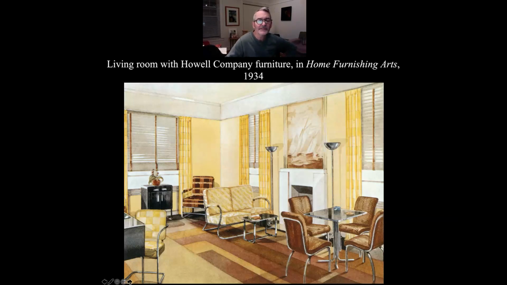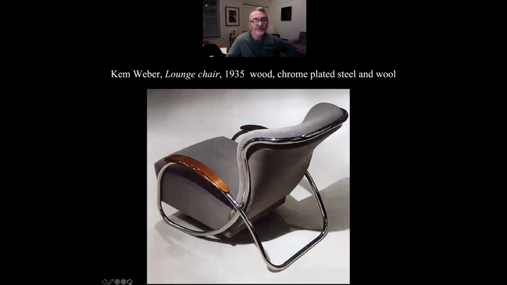It really wasn't until after World War II, especially in Europe where a lot had been destroyed, that modern materials and modern design were accepted because people needed it. So a lot of low cost furniture needed to be produced. Now here, this lounge chair, this is not cheap.